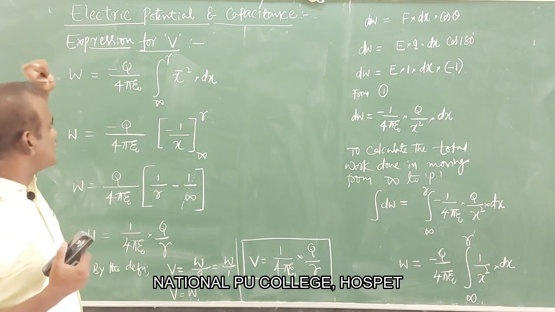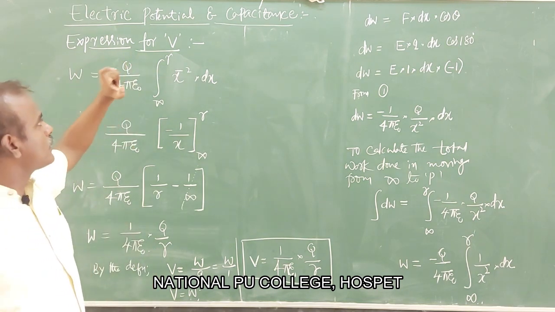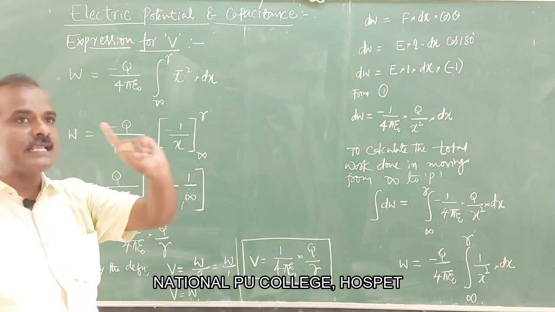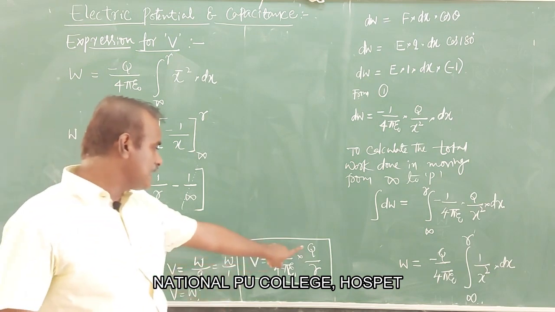Students, remember the steps to be followed in order to arrive at the expression for potential due to a charge. Remember, due to a single isolated charge, which is taken as capital Q.